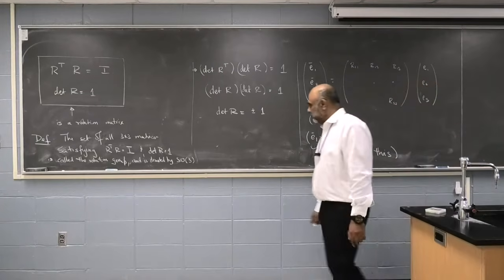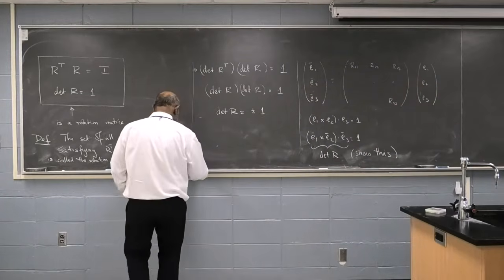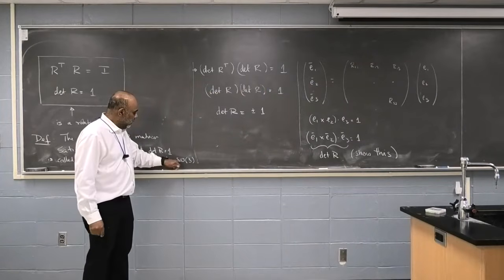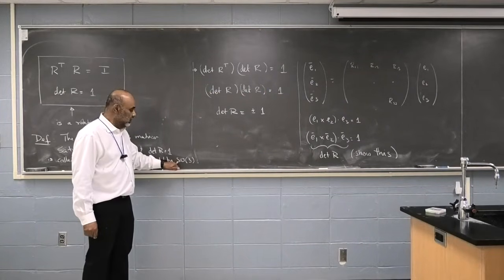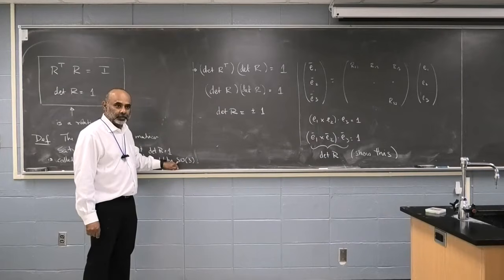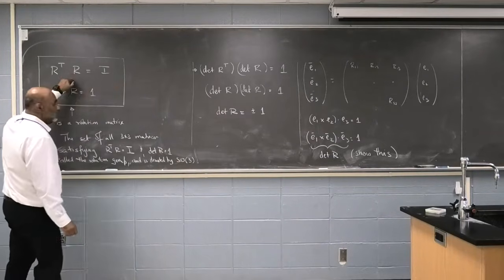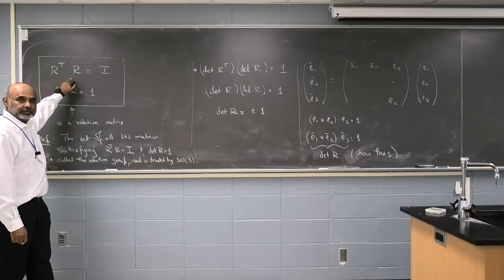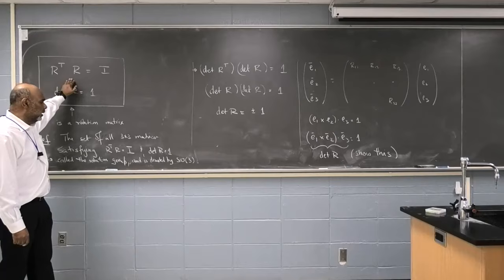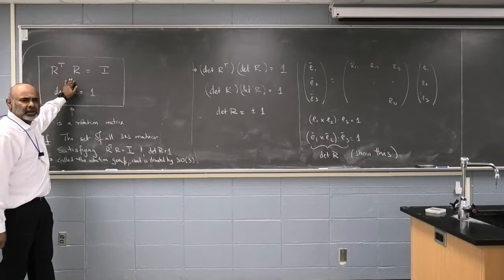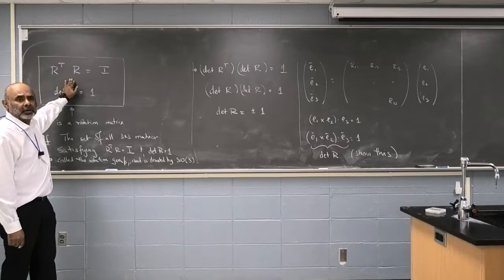Let me explain this term. It's one of the most important groups there is in physics. The S stands for special. It means the determinant is 1. O stands for orthogonal. It means this condition is true. It's not important now, we'll see some more properties. There's lots you can study about SO3.